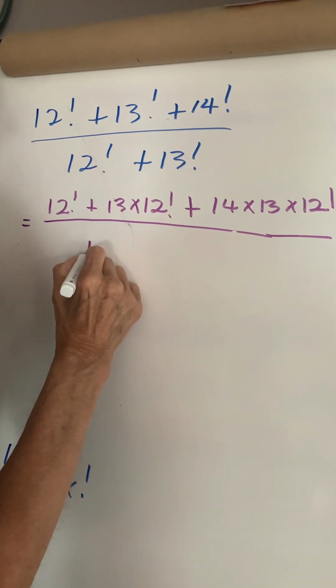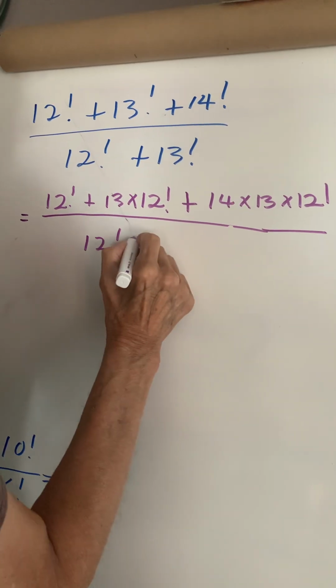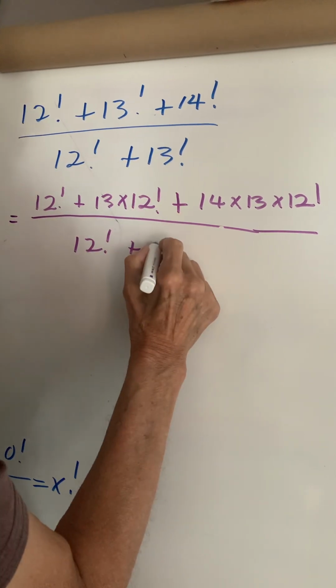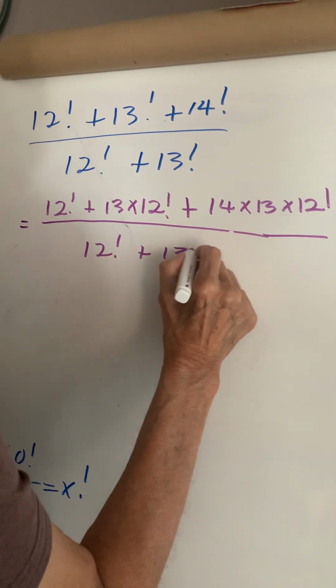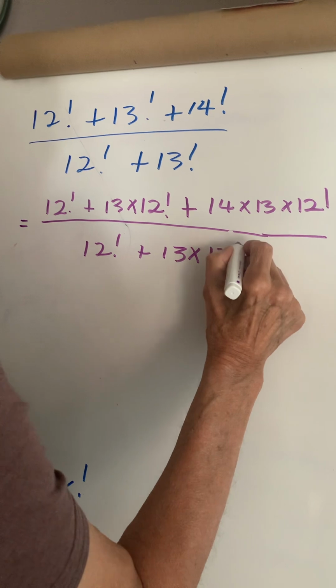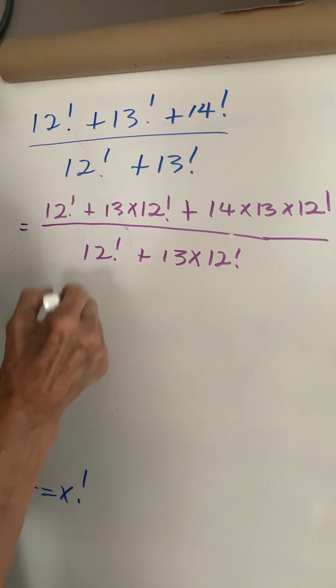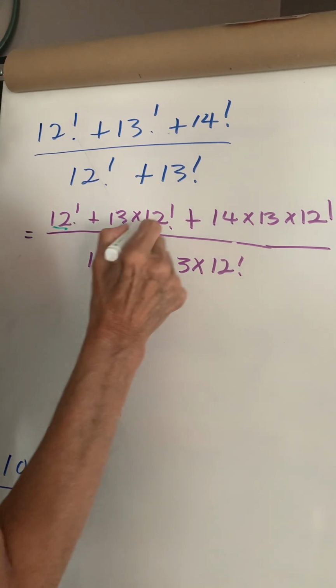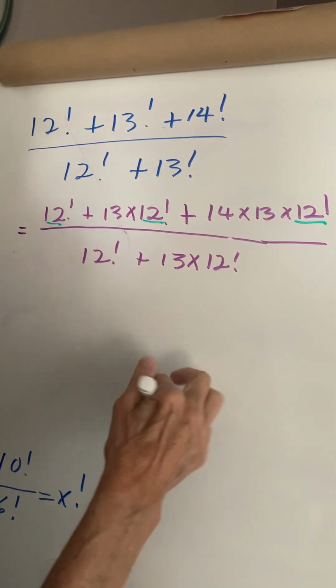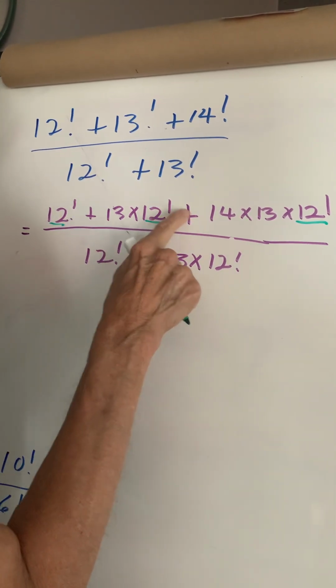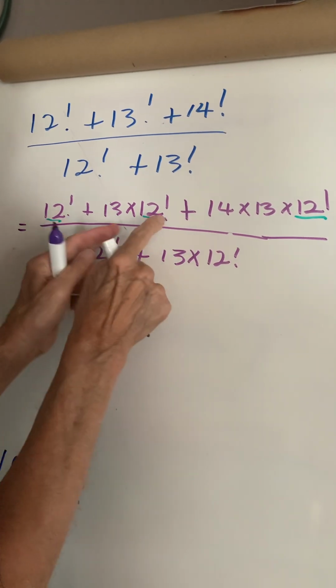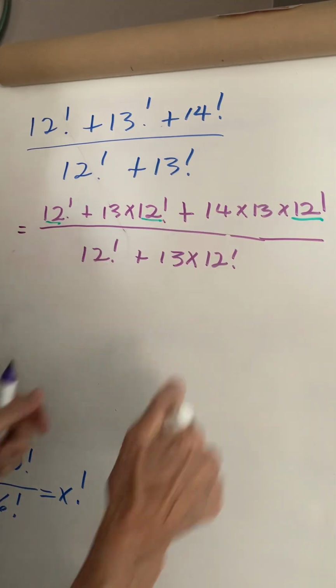We'll leave this one alone. Plus 13 times 12 factorial. Okay, now I have three terms. This separates the terms, 1, 2, and 3 terms.